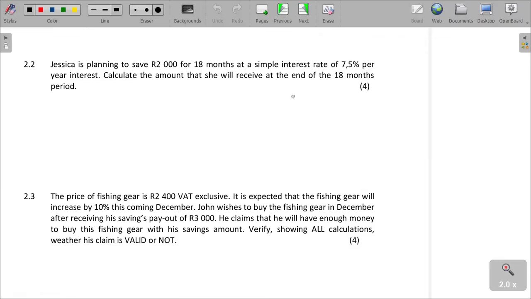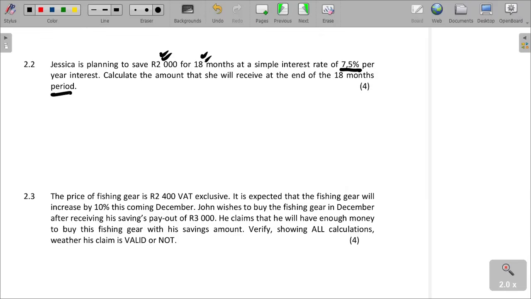And then Jessica is planning to save 2,000 for 18 months at a simple interest rate of 7.5% per year. Calculate the amount that she will receive at the end of the 18 months period. So this is also another simple question in terms of mathematical calculations.